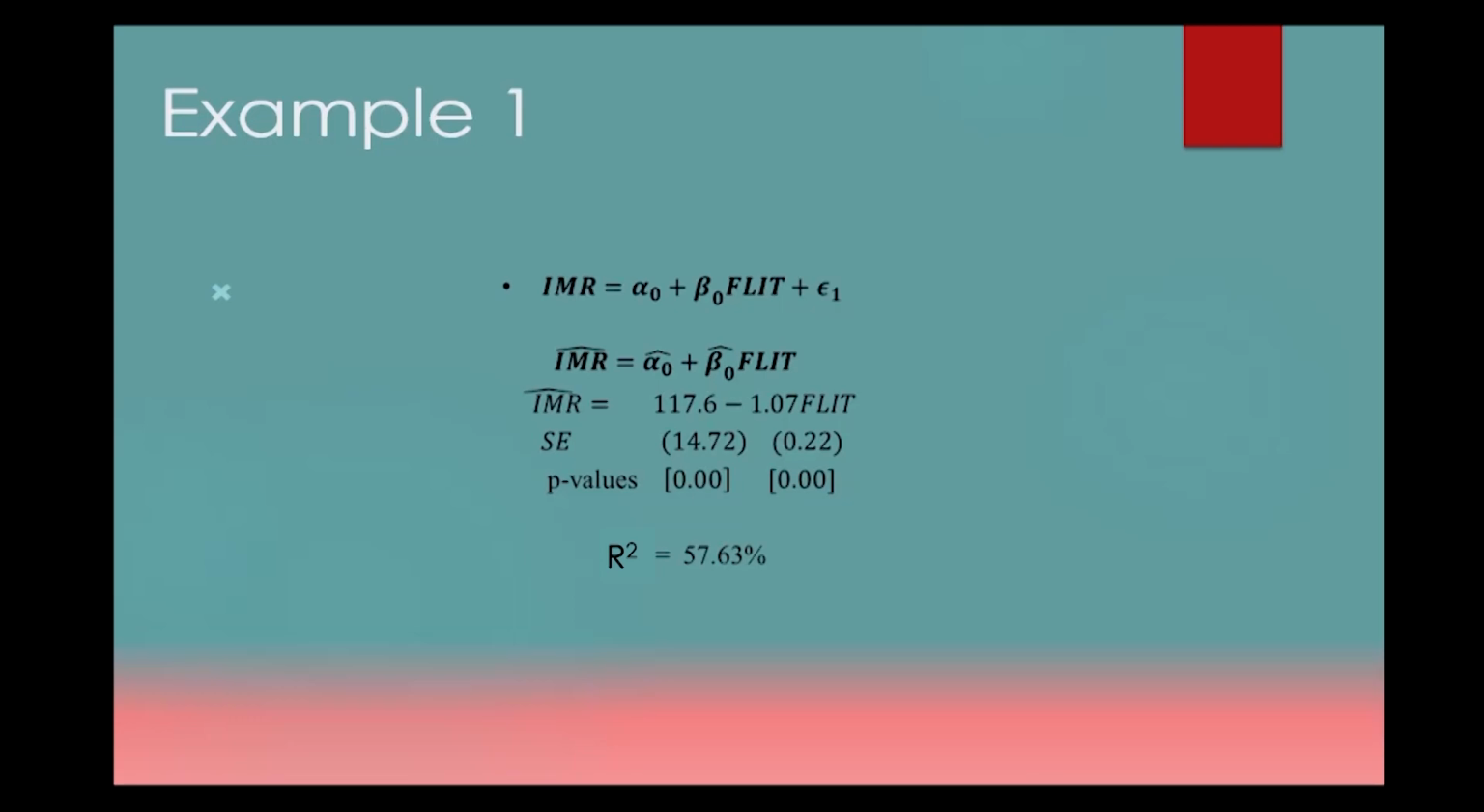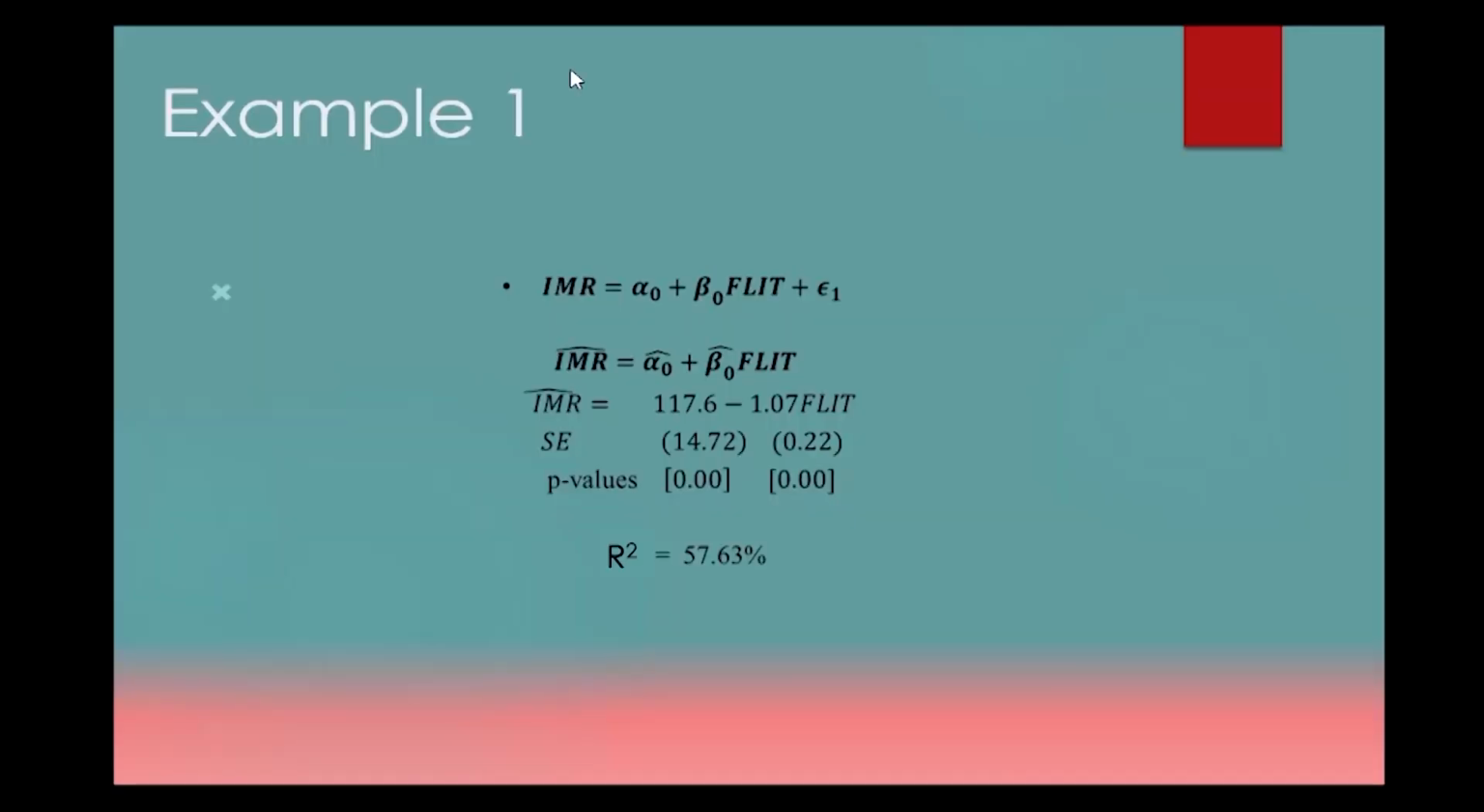So alpha 0 and beta 0 are basically the intercept and slope coefficients, and the error term is given by epsilon 1. After estimation of the model using ordinary least squares, we get the predicted value of IMR, which is IMR hat, written as alpha 0 hat plus beta 0 hat FLIT. If we refer to this estimated equation, we find that 117.6 is the estimated value of alpha 0 hat and minus 1.07 is the estimated value of beta 0 hat.